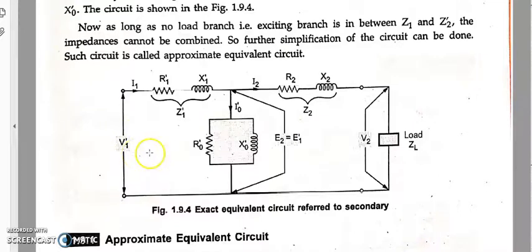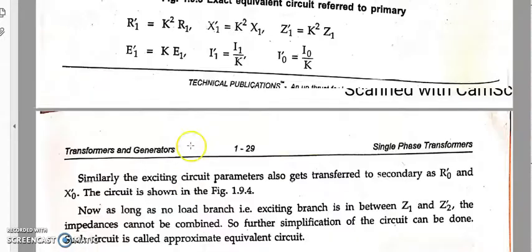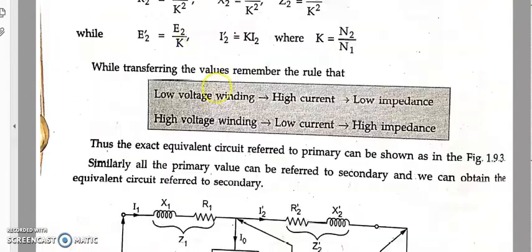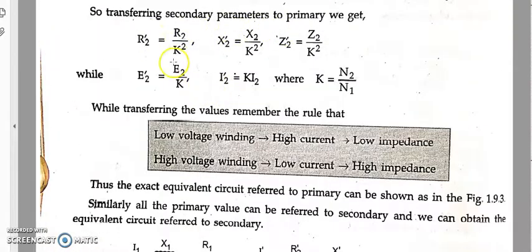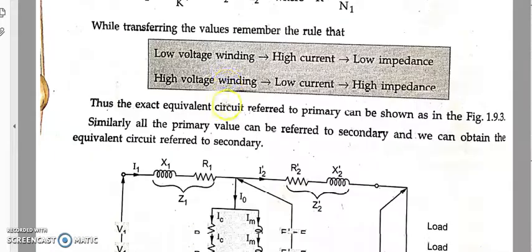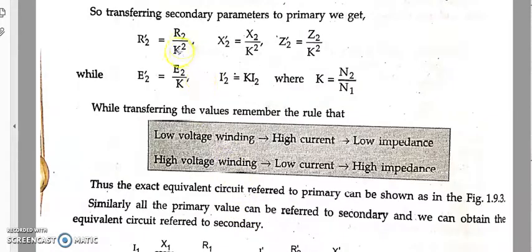Here the formula is a little bit changed when compared to the earlier one. When I transferred secondary to primary in that circuit, what happened there? It was divided by k square. Yes or not? R2 dash is equal to R2 by k square and I2 dash is equal to k times I2. Now it is reverse. Whatever it is, except this, everything is reverse.